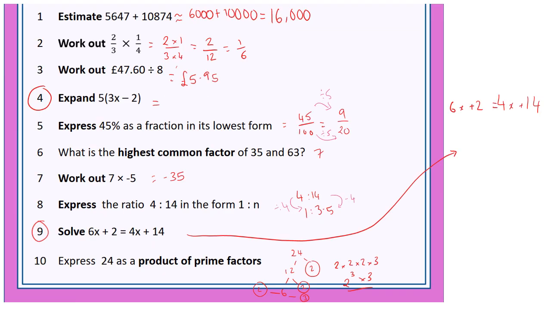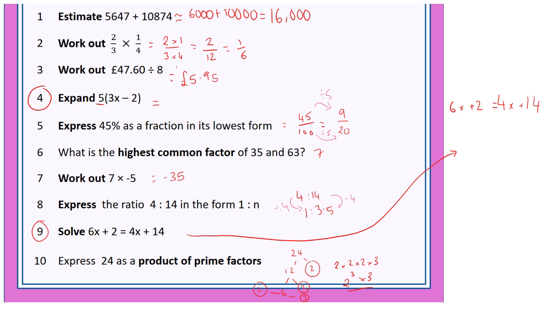So here you can see the answers to those questions. I'm going to go through 4 and 9, but other than that, the workings are on the screen. So for question 4, this 5 on the outside of the bracket means we've got to times both of the parts in the bracket by 5.